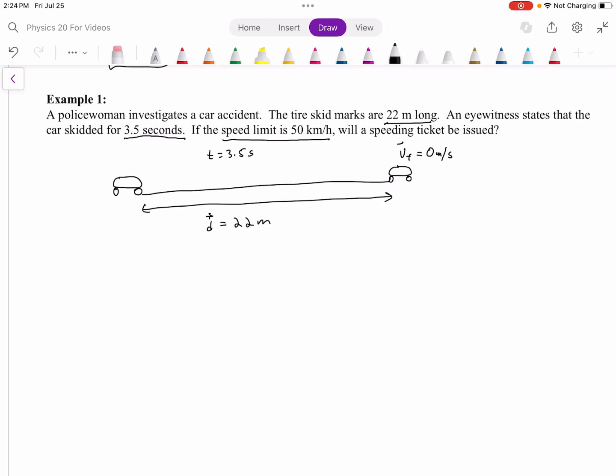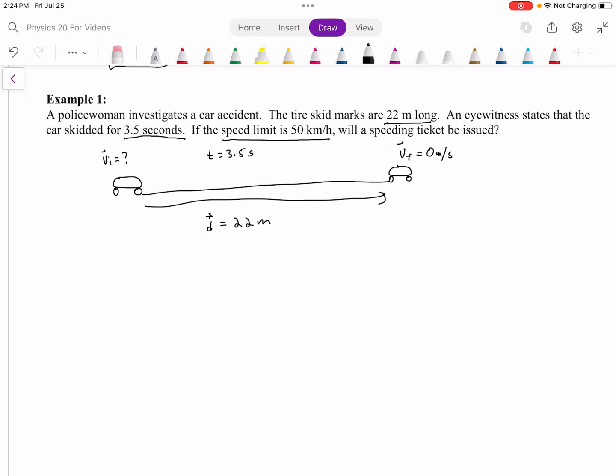Now, it's asking us if this is the speed limit, will they get a speeding ticket? So what do we need to find in order to answer that question? We need to know how fast they were moving before this collision and the skidding that brought them to a stop. I should probably just make that a one-sided arrow. There we go. So a little bit of a diagram here helps us sort this information out and think about what it's telling us.